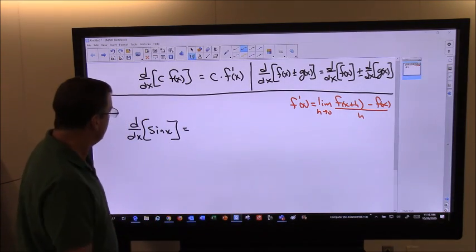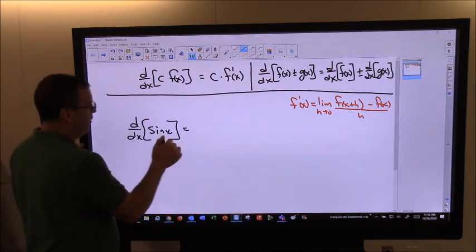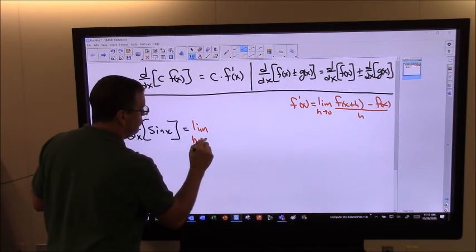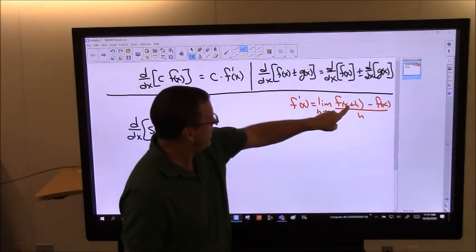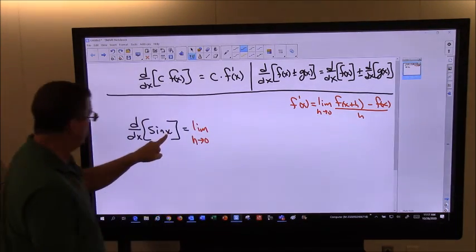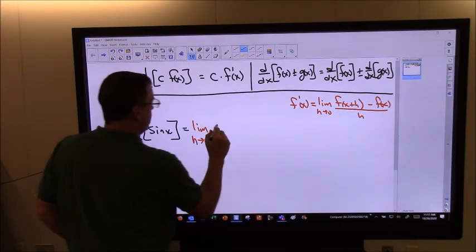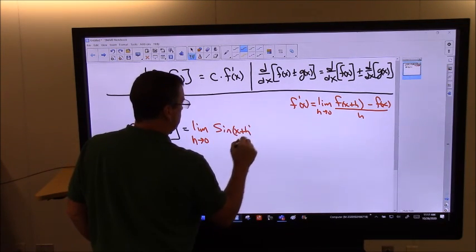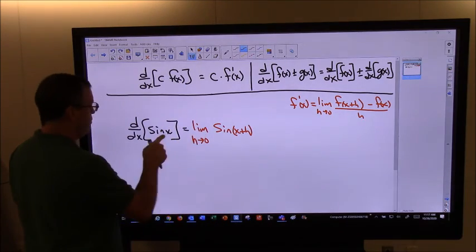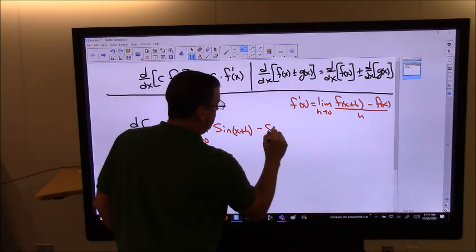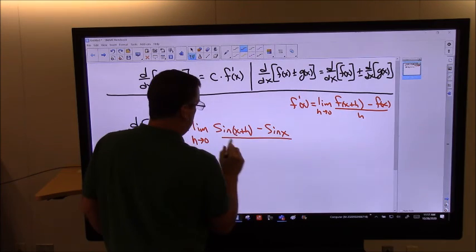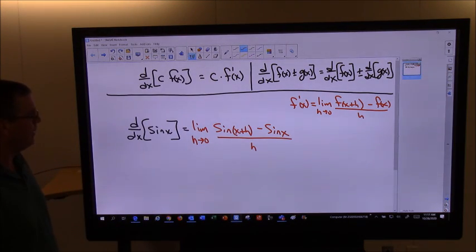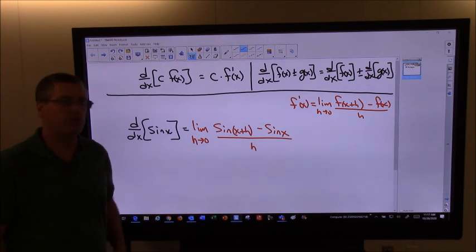Okay? All right, so the derivative of this is going to be the limit as h approaches 0. I got to put an x plus h in place of this x. So what I get is sine of (x plus h) minus the original function, which is the sine of x, all over h. And now I got to figure out what this is equal to.